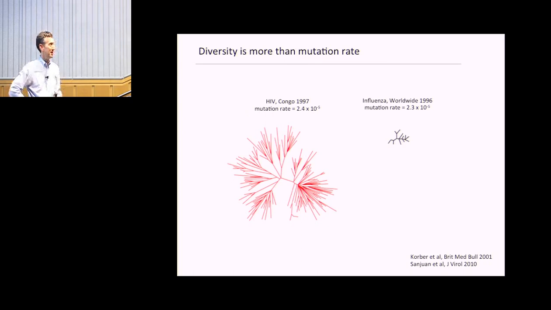However, there's a lot more to mutation rate in determining patterns of diversity in a population. This slide, I think, illustrates it well: HIV and influenza have essentially the same biochemical mutation rate. They make errors at the same frequency. However, this is a tree showing sequences of HIV in the Congo in 1997, and this is a tree showing influenza, still a pretty diverse virus, worldwide in 1996. So you can just say one virus has a lot more diversity that it can express than another. And so there's more to it.